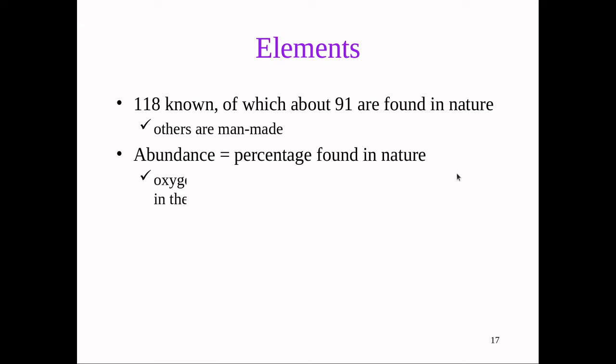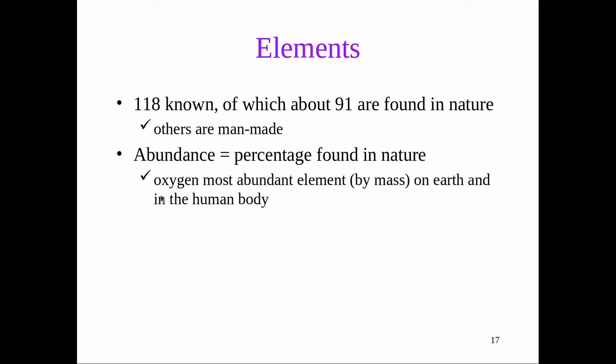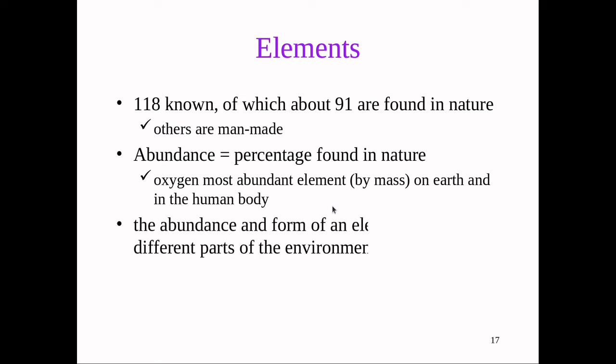Some are more abundant than others. For instance, oxygen is the most abundant element, at least by mass, on Earth and in the human body. So there's a lot of oxygen out there. The abundance and form of an element varies in different parts of the environment. Okay, this is really key too. For instance, right now we're concerned about making lithium batteries, and lithium is actually pretty concentrated in some small areas in South America. So if we want that lithium, we have to go there to get it.